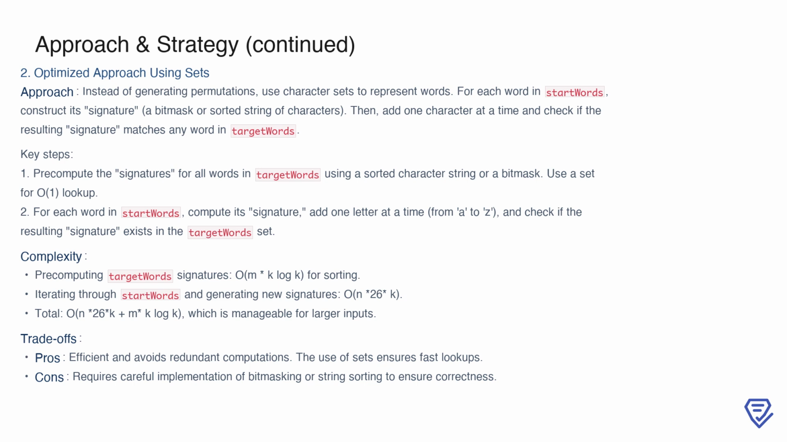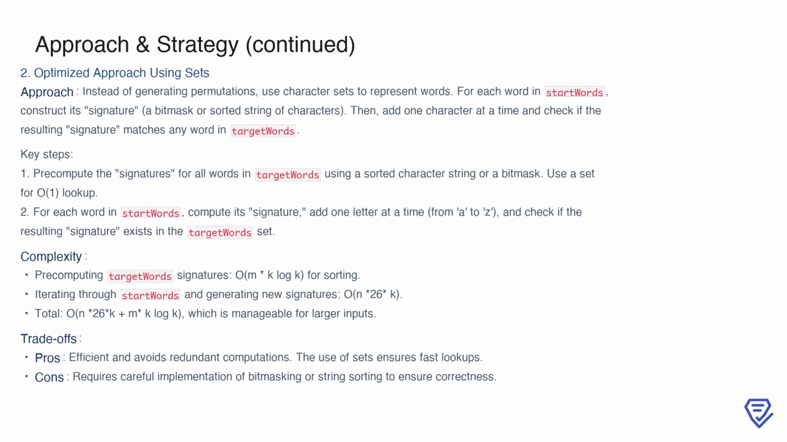For each word in start words, we create a signature, which can either be a sorted string of its characters or a bit mask. Then, we systematically add one character at a time and check if the resulting signature matches any word in target words. To make lookups efficient, we pre-process the signatures of all target words and store them in a set. This allows us to check for matches in constant time.